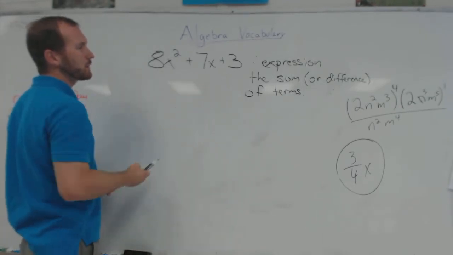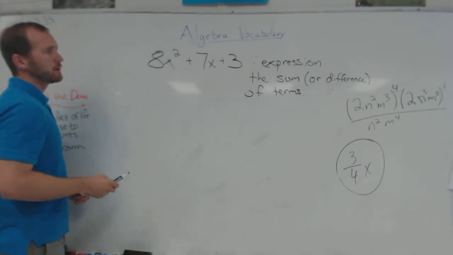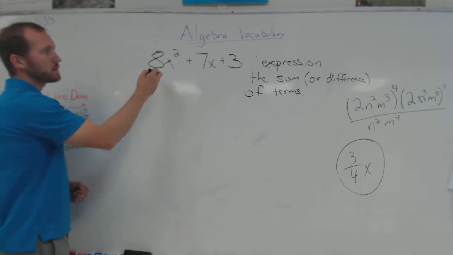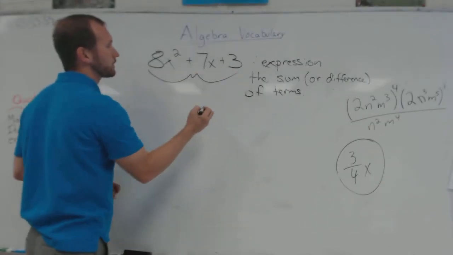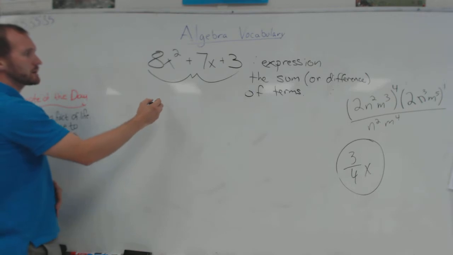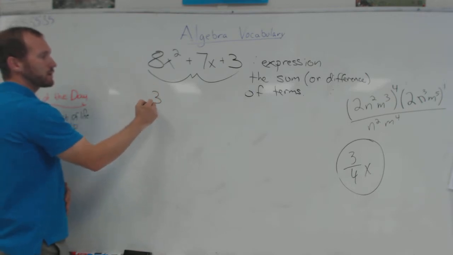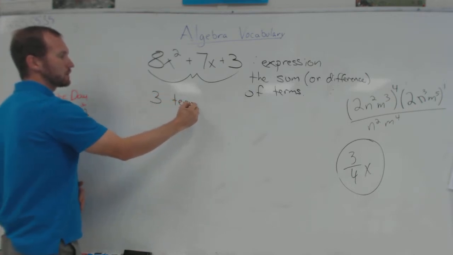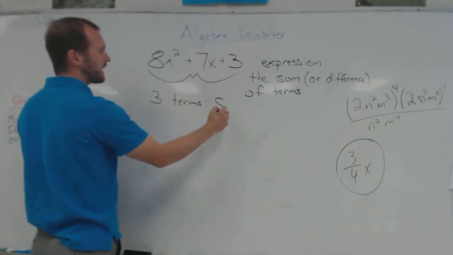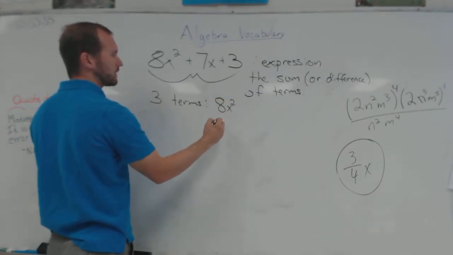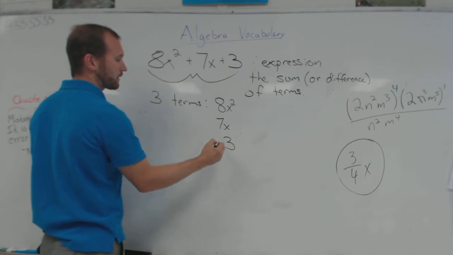So an expression is the sum of terms. And so this would be an example of an expression. Our terms, if we were to list them out, we have 3 terms. And they are 8x squared, 7x, and 3.